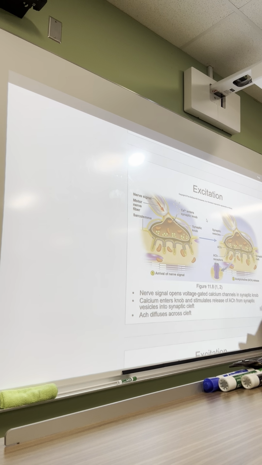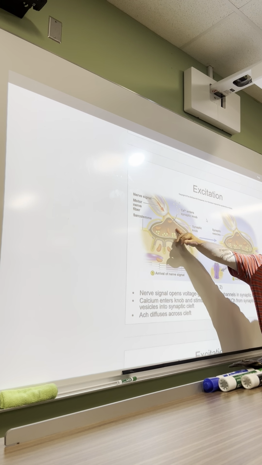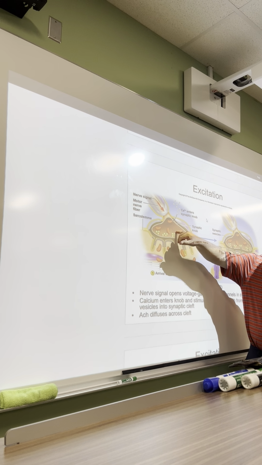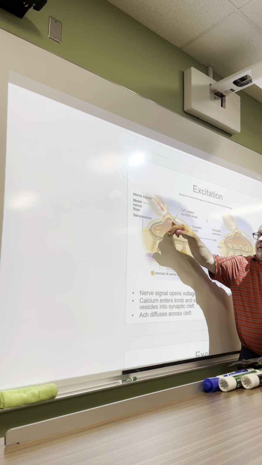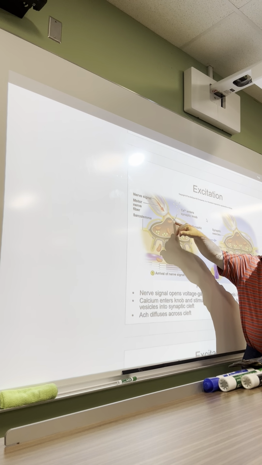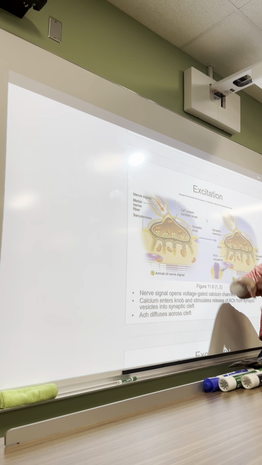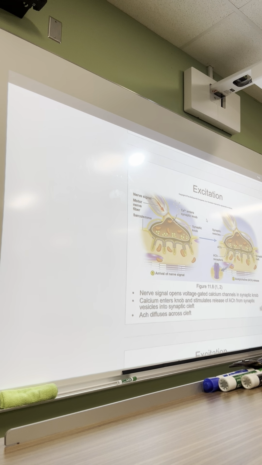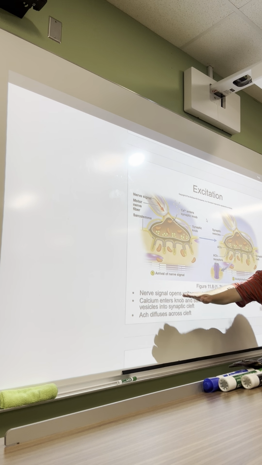So when the nerve signal comes down here, it's depolarizing all the way down through here. When it gets to the knob, the voltage change opens this gate. There's more than one. Obviously, this is very simplistic in its nature, but there are going to be multiple calcium channels here. And when that opens, calcium is going to rush into this synaptic knob. So that's really what we say in bullet point 2.